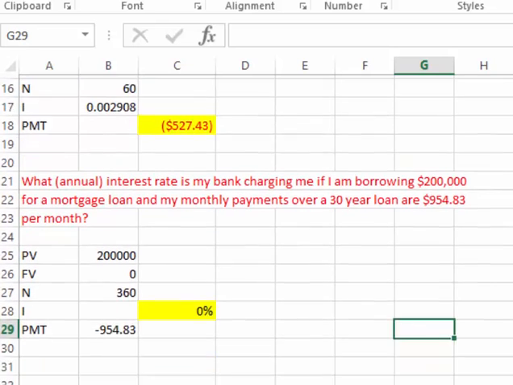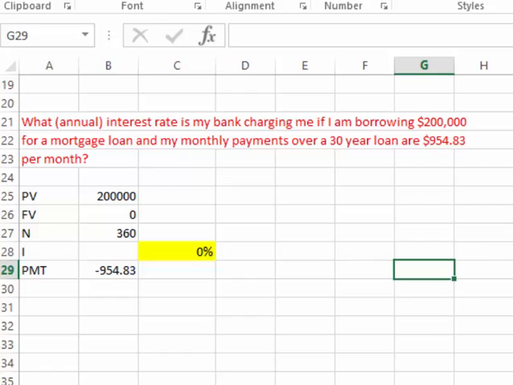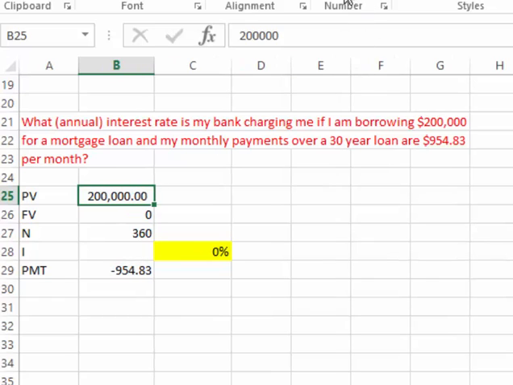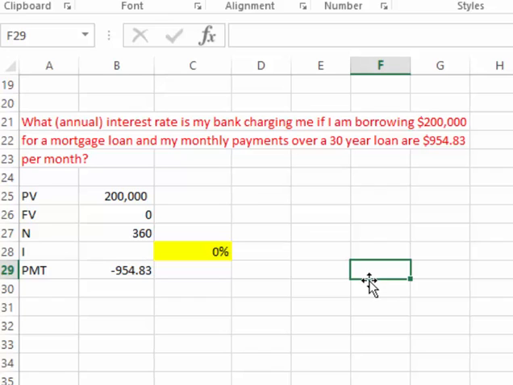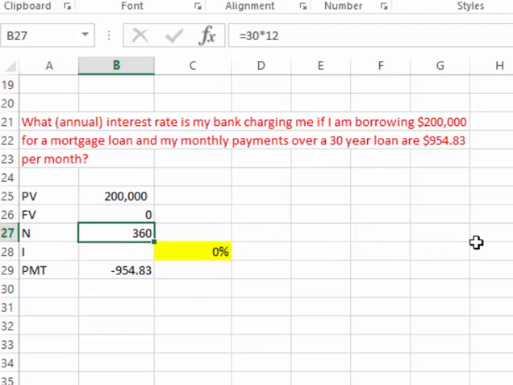And then finally, what annual interest rate is my bank charging me if I'm borrowing $200,000 for a mortgage and my monthly payments over a 30-year loan are $954.83 per month? So now we're solving for the rate, and we're going to fill in all the inputs that we have from the problem. Our present value, we're starting off with $200,000. It's a positive number because we're getting that from the bank. The future value is 0 because we're going to be paying off this loan over time. At the end of 360 months, there's going to be no extra cash flows to pay.